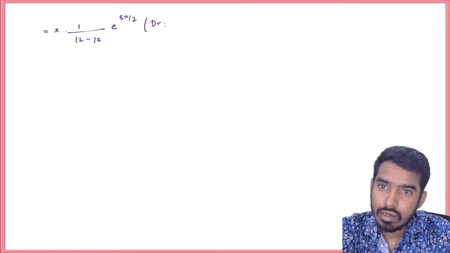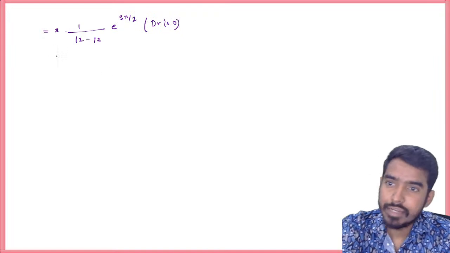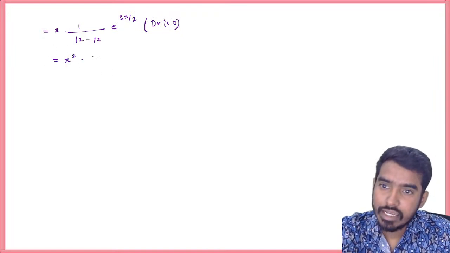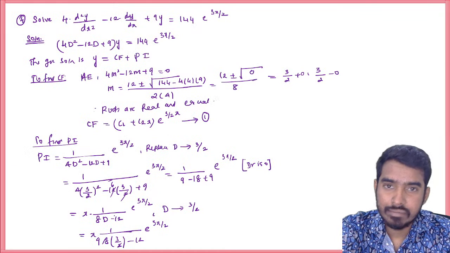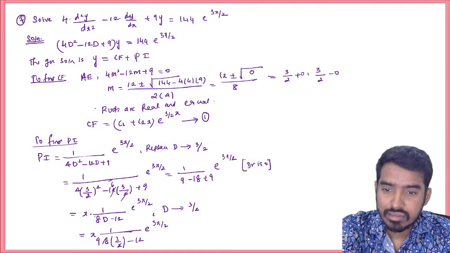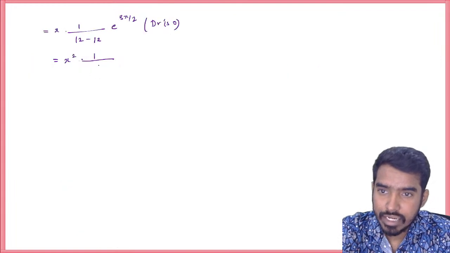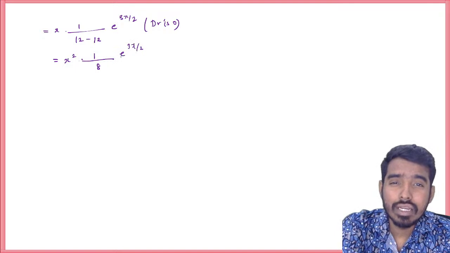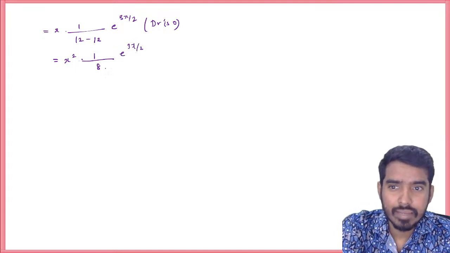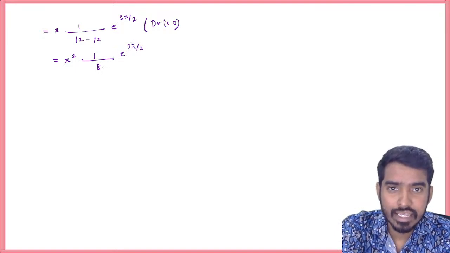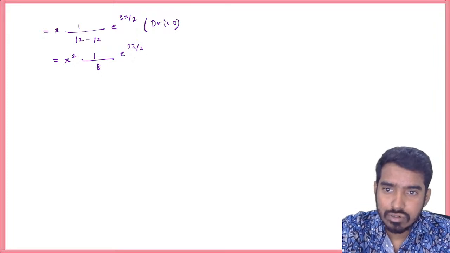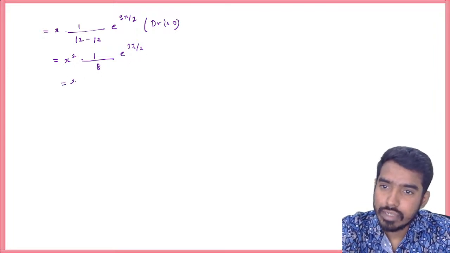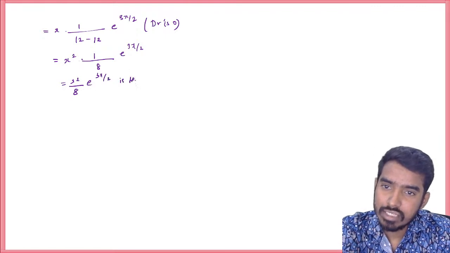Again the denominator is 0. That means we multiply by x once again and differentiate the denominator once again, f double dash of t. This is your f dash of t, so the differentiation of 8d is 8, into e power 3x by 2. Now you don't even have to replace d by a, because there is no a here, and also this is non-zero. This is the required particular integral. So x square by 8 into e power 3x by 2 is the particular integral.